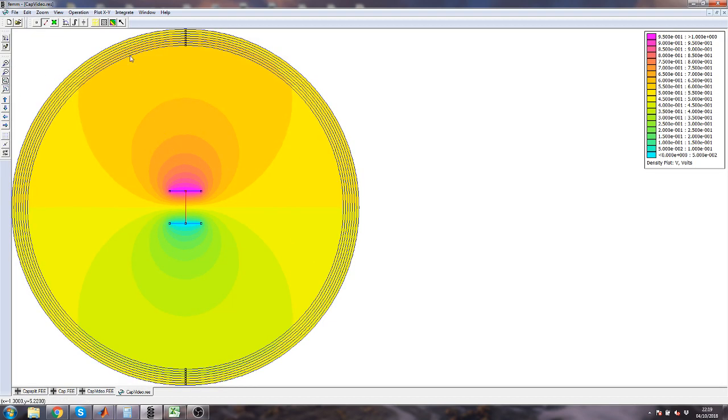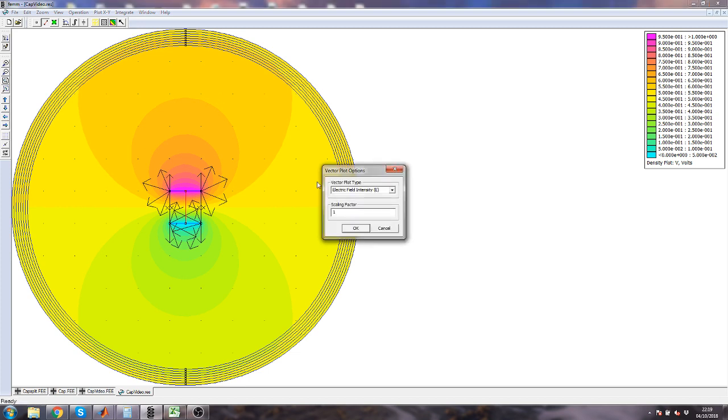Other thing I can look at is we could probably try to draw the vectors, but I suspect it won't draw very many vectors. Yeah, that's not very helpful. We will have a little look at that in a different model. How do I make those go away?